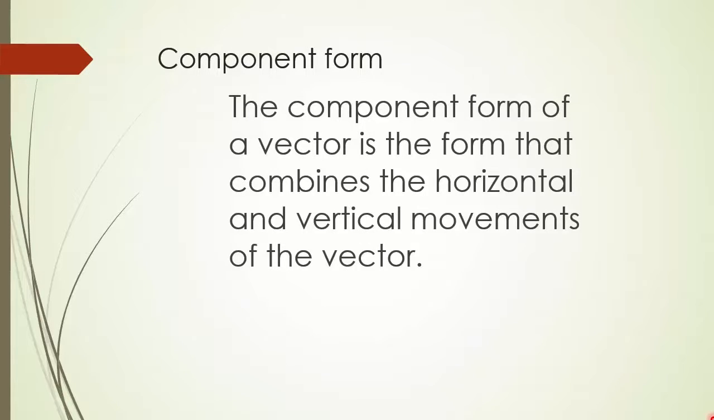Finally, component form. The component form of a vector is the form that combines the horizontal and vertical movements of the vector. When we show the component notation, it is usually using these arrow-looking brackets.